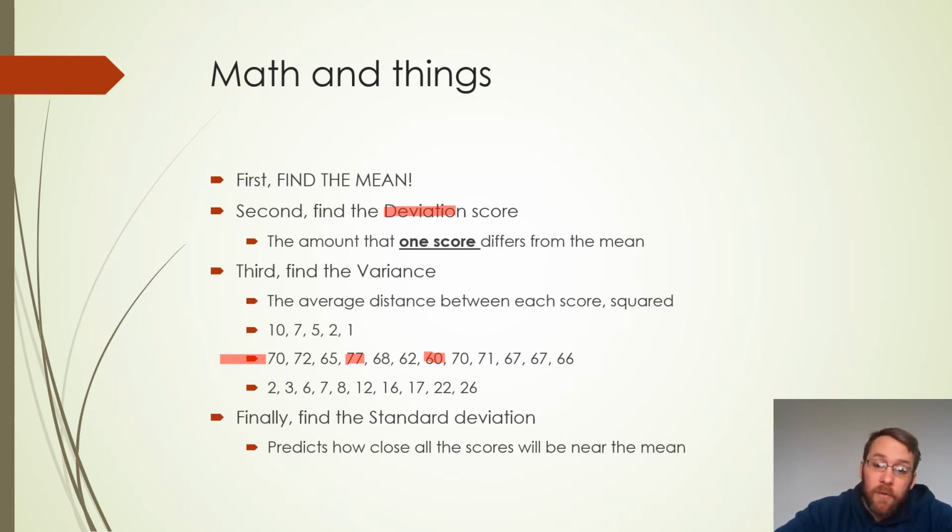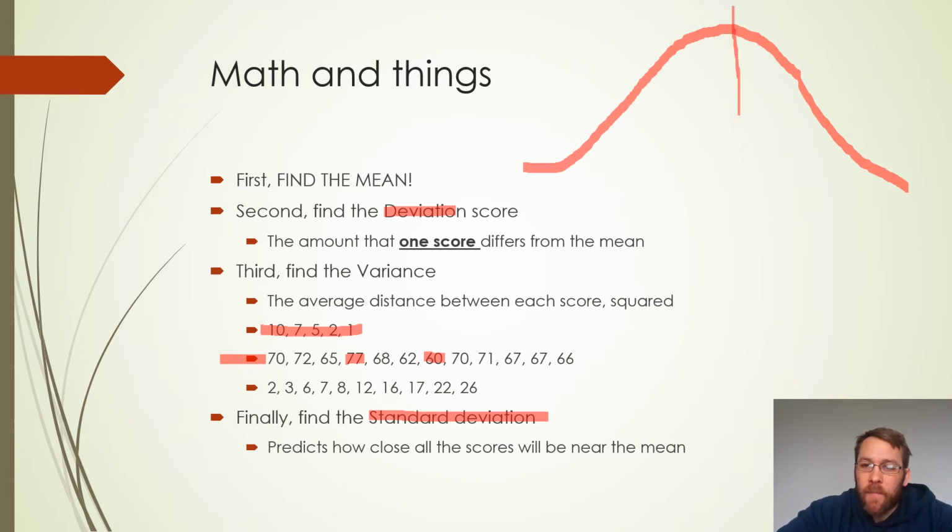So how do we figure out what the bell curve looks like? The first thing we want to do is use this set of numbers: 10, 7, 5, 2, and 1. Because what we're going to do is find what's called the standard deviation. A standard deviation means, with each piece of data, how close is that piece of data to this middle number, to this mean? The closer you are to the mean, the smaller your deviation from the mean.